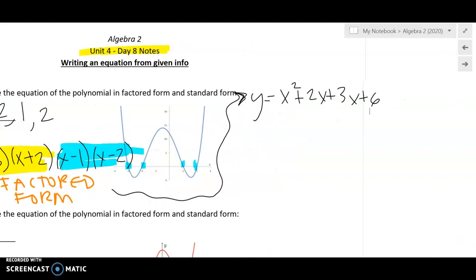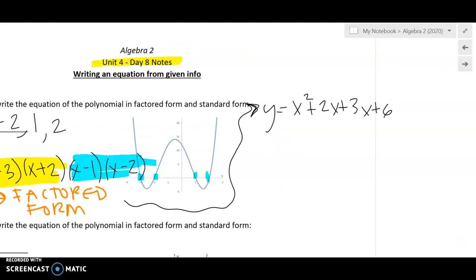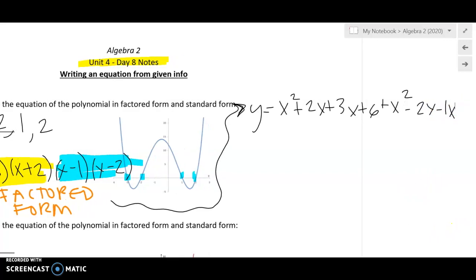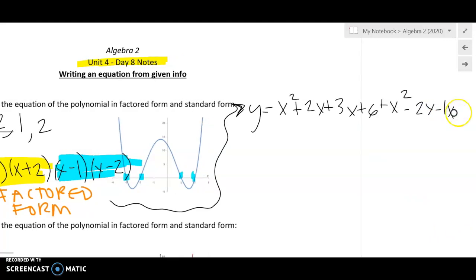And then I'm going to do the blue pieces. If I do the blue pieces, I get positive x squared minus 2x minus 1x plus 2. I gotta fit that in here. So I did the yellow pieces, I did the blue pieces. This is kind of a mess. I'm going to make sure that those are in parentheses. I'm going to clean this up a little bit.